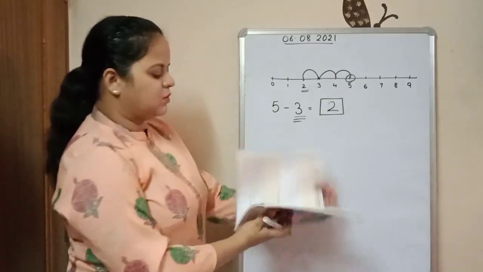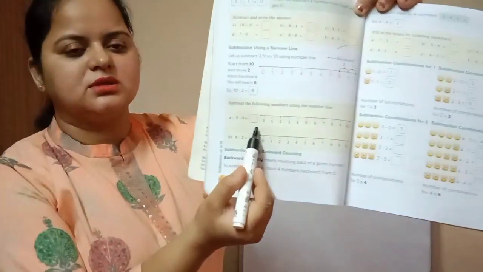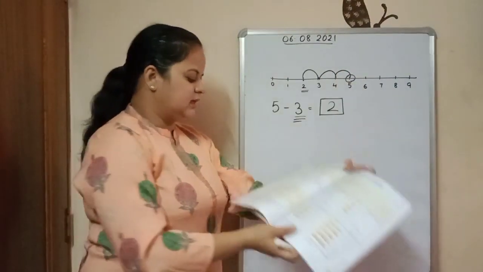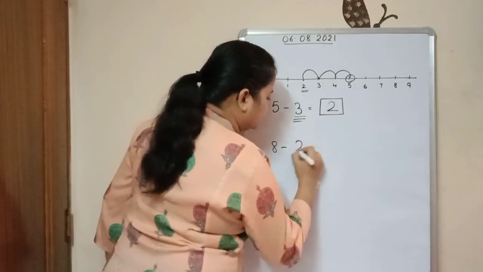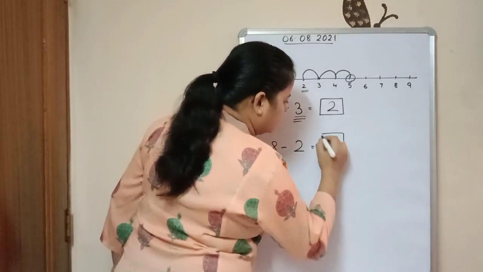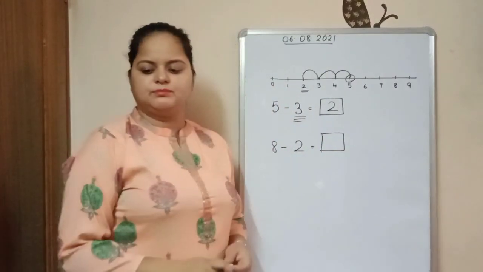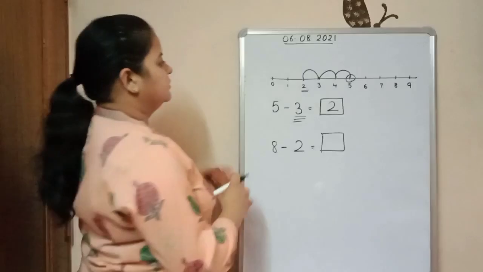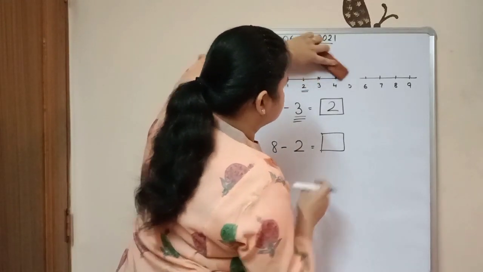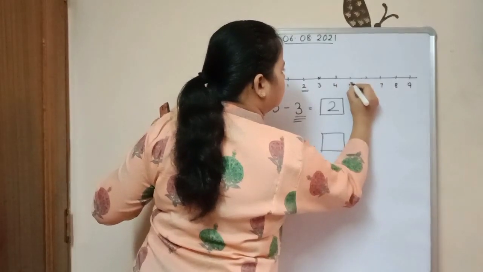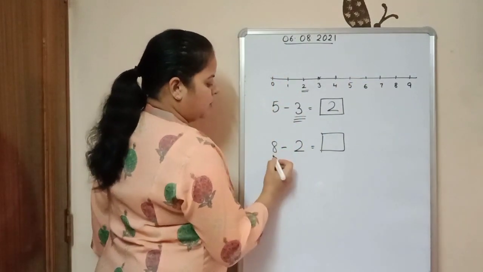The next sum in the book: here you have to write number 2 in this box. The next is 8 minus 2. Again we will do back jumps here. First of all, I am erasing it. Again we will do the back jumps from 8.